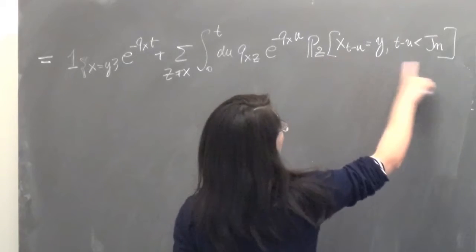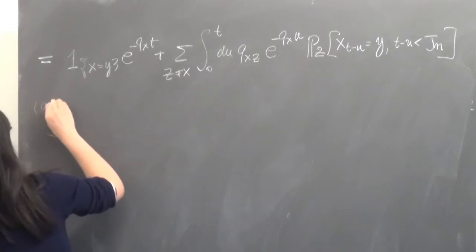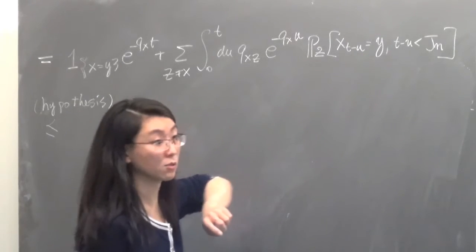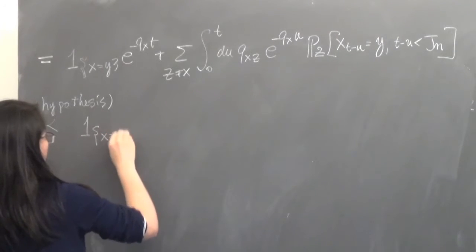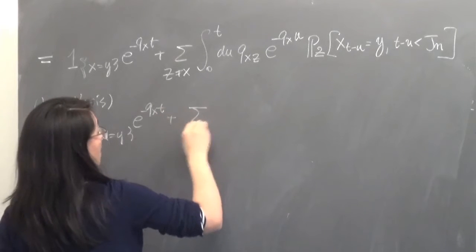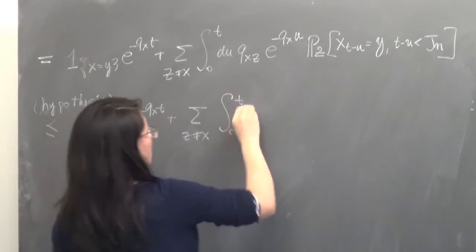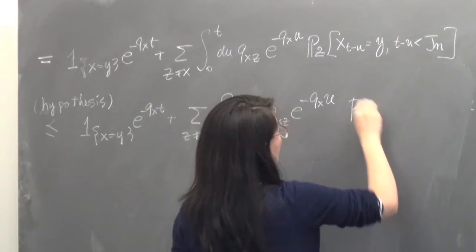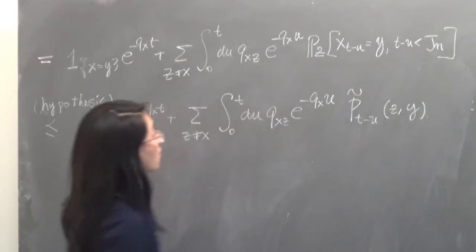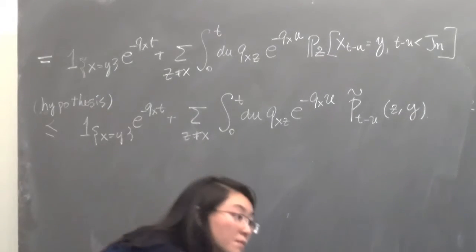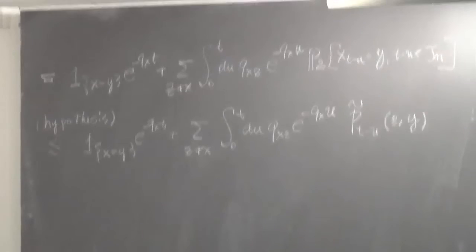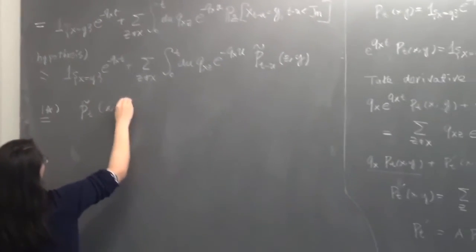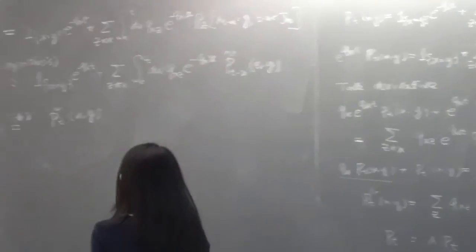And then for this probability, by induction hypothesis, we know that this probability is bounded by p tilde. So here we use the induction hypothesis. And again, by this expression star, we know that this equals pt tilde xy. So from here, we prove the conclusion. So the conclusion is true.